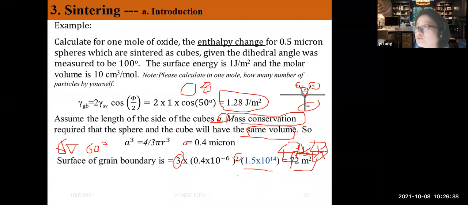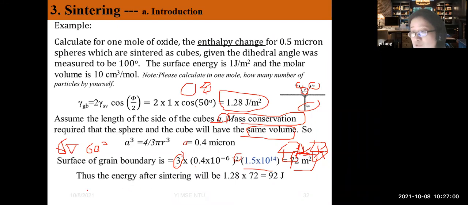So what is the total surface energy? Now tell me, simply you just use what times what? You use gamma times total area. But in this case, is it gamma SV or gamma what? Yes, it is gamma GB. You have to change to gamma GB. So the total energy after sintering will be gamma GB times the total grain boundary area. Then you're going to get 92J.